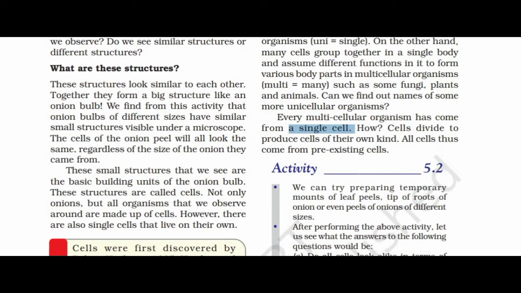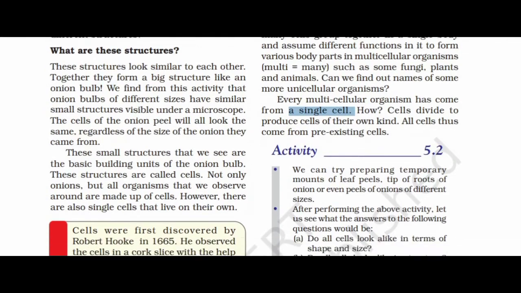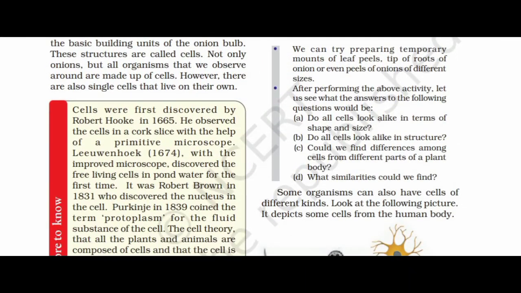We can try preparing temporary mounts of leaf peels, tip of roots of onion, or even peels of onions of different sizes. After performing the above activity, let us see what the answers to the following questions would be. Do all cells look alike in terms of shape and size? Do all cells look alike in structure? Could we find differences among cells from different parts of a plant body? What similarities could we find?